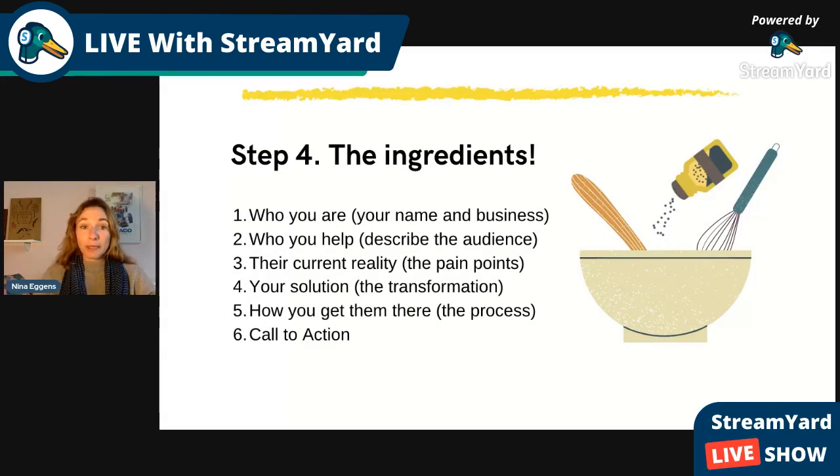So step 4, the ingredients of a strong message, a strong offer. Who you are, name a business. Who you help, describe the audience. What's the current reality? What's the solution? How you can get them there, and a call to action.